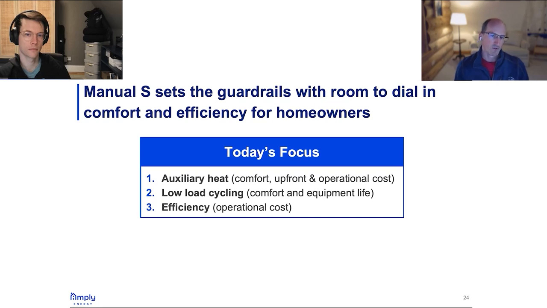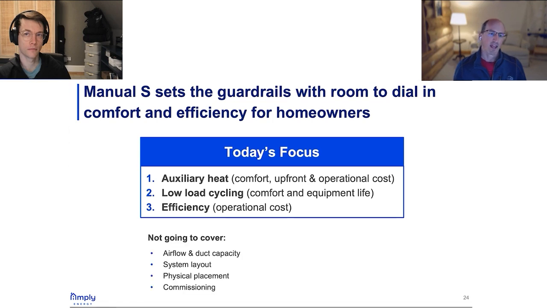We're now going to get into some interesting trade-offs related to auxiliary heat, low load cycling, and overall energy efficiency, and how some of those things impact comfort, upfront cost, operational costs. We're not going to get into a bunch of details around airflow and duct capacity, which are super important, or things like system layout or commissioning. That's for a whole other conversation.